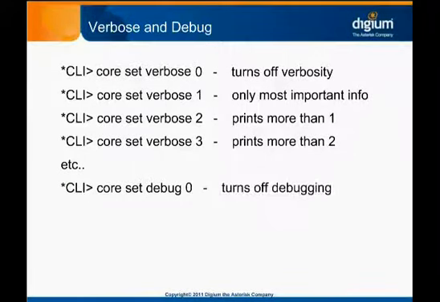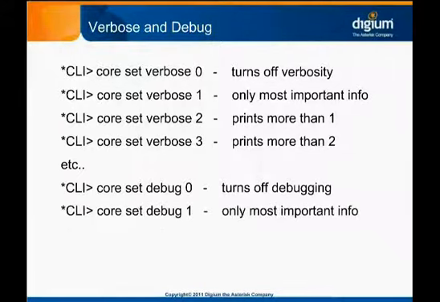Core set debug 0 turns off the printing of debug messages. Core set debug 1 prints only the most important messages, and so on. Debug messages normally range from 1 to 5. The verbosity and debug levels are shared among all CLI users. Two console users will see the same verbose and debug messages, and if one user adjusts the level, the new value applies for both users.